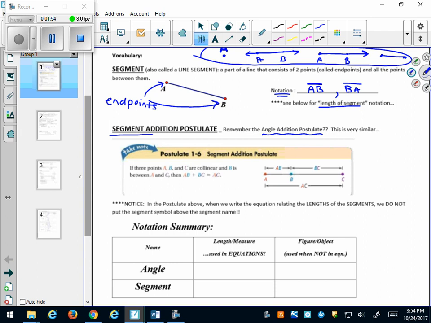So angle addition postulate, if you remember, when we had adjacent angles, this little angle plus this little angle equaled the whole angle. So if this was like 10 degrees, this one was 20 degrees, the whole thing would be 30 degrees. You're just adding up the parts that are right next to each other. So segment addition postulate works the exact same way. When you have a segment, let's say AB, and another part of a segment, say BC, right next to it, no space in between, then the length of this first segment plus the length of the second segment equals the length of the entire segment.